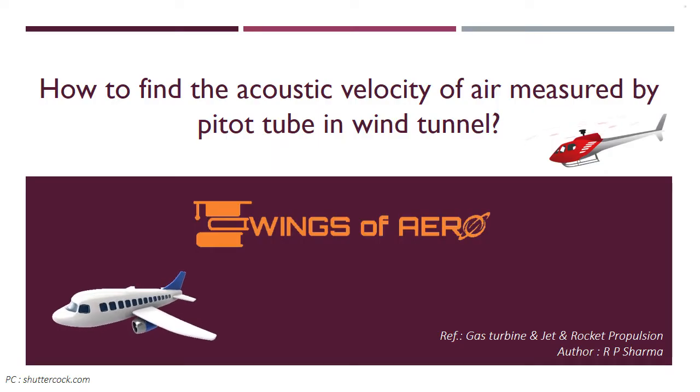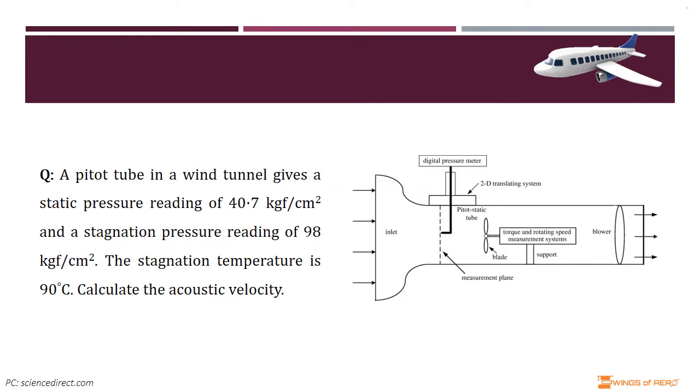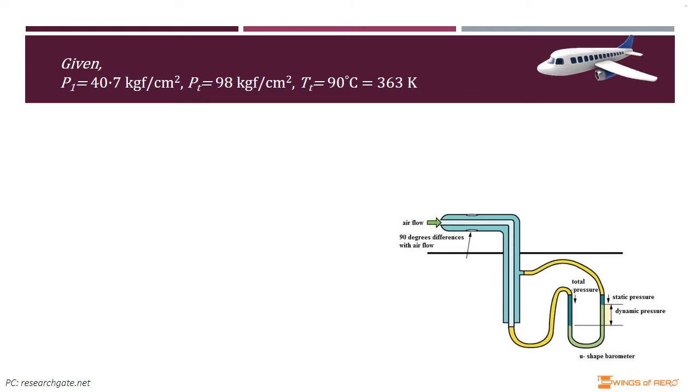Now we are going to learn how to find the acoustic velocity of air measured by a Pitot tube in a wind tunnel. Consider a Pitot tube in a wind tunnel. It gives a static pressure reading of 40.7 kg force per centimeter square and a stagnation pressure reading of 98 kg force per centimeter square. The stagnation temperature is 90 degrees Celsius. Calculate the acoustic velocity.